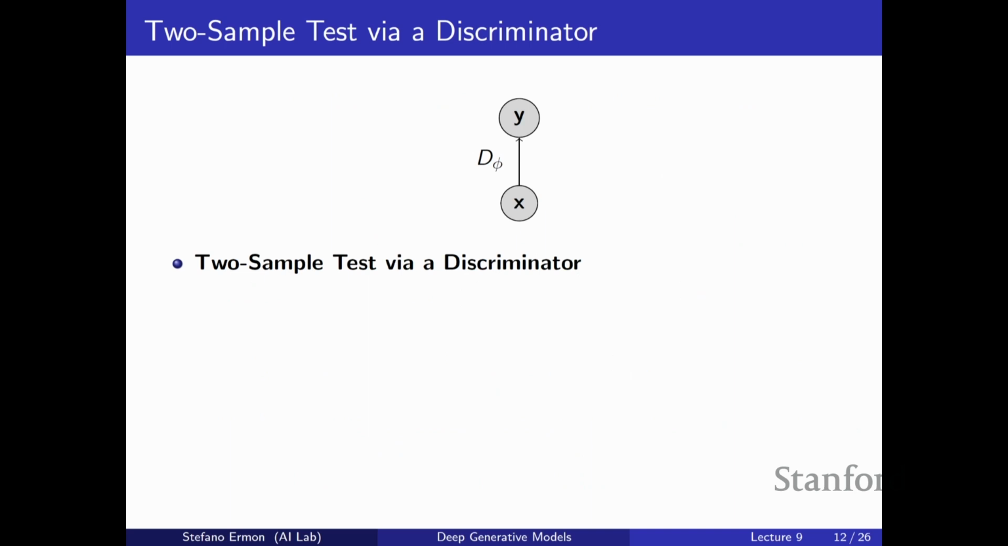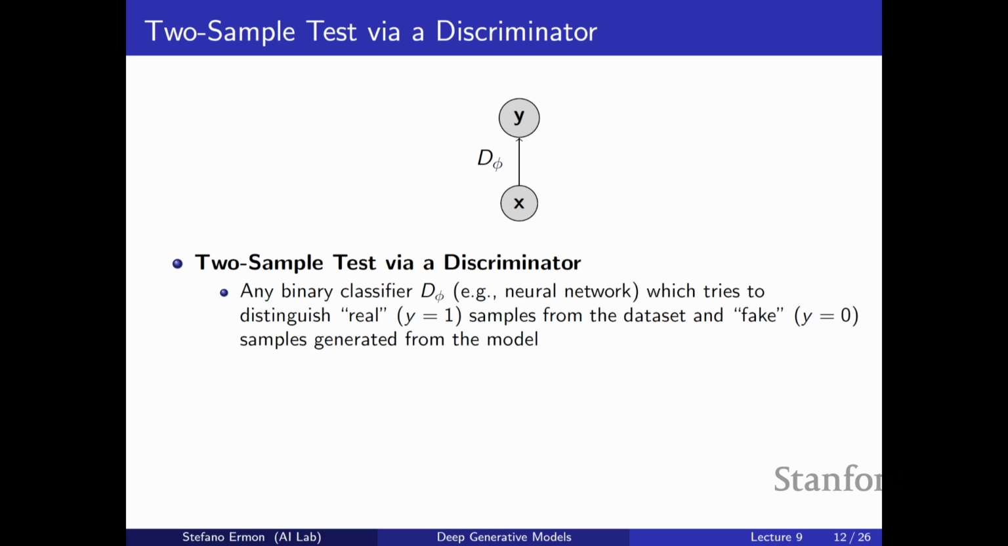And so that's basically what we're going to do: we're going to train a classifier, called a discriminator in this context. We're going to use a binary classifier, for example a neural network, to try to distinguish real samples, which are the ones generated by the data distribution, which let's say is label 1, from fake samples, which are the ones generated by p theta, by our model, which we can say, for example, is label 0. And we can train a classifier to do that. And as a test statistic, we can use minus the loss of the classifier. Why do we do this? Well, what happens if the loss of the classifier is high?